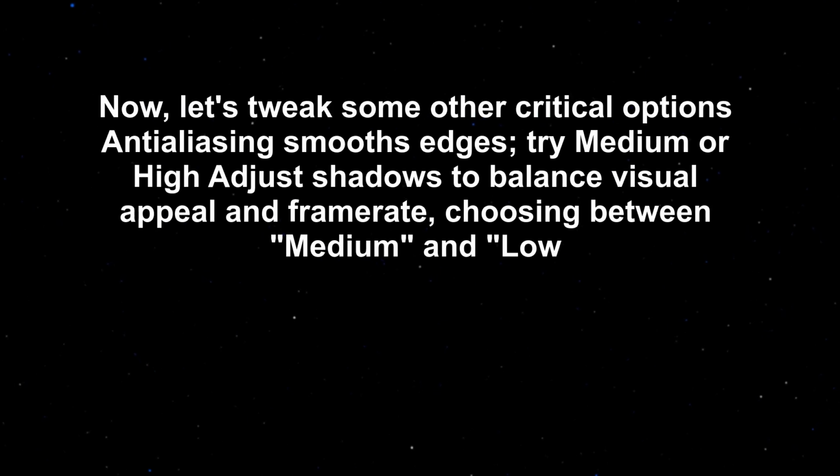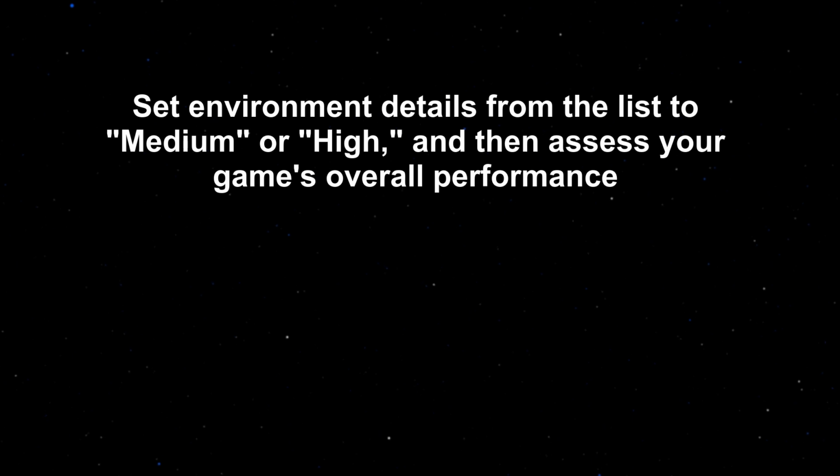Now, let's tweak some other critical options. Anti-aliasing smooths edges. Try Medium or High. Adjust shadows to balance visual appeal and frame rate, choosing between Medium and Low. Set environment details from the list to Medium or High, and then assess your game's overall performance.